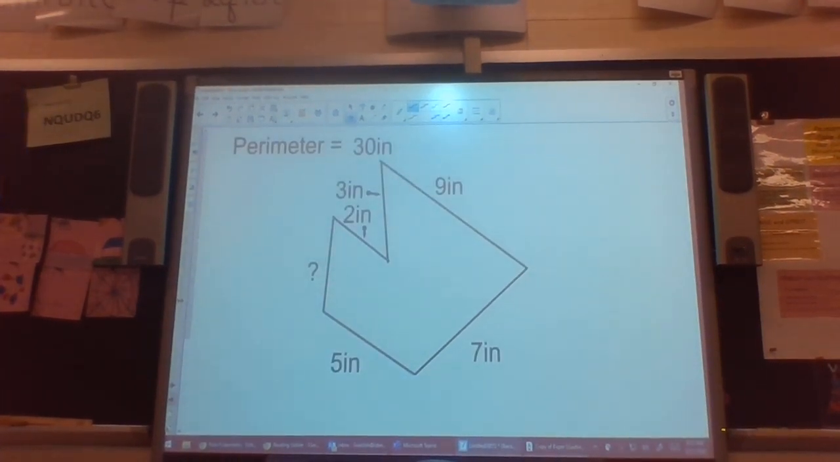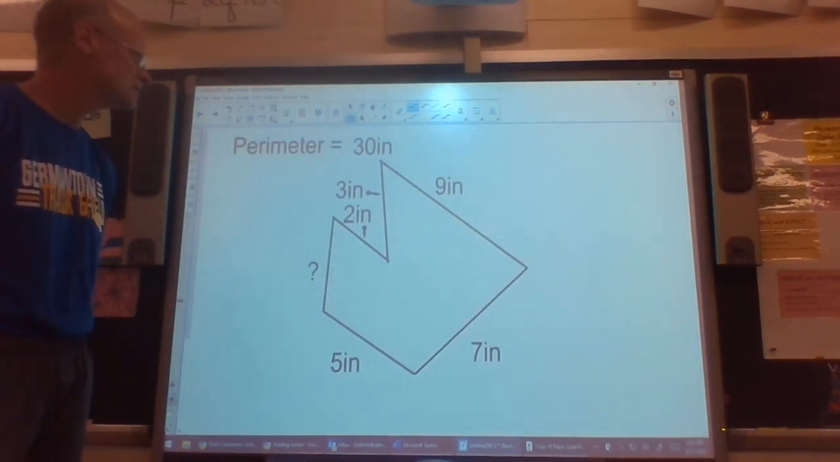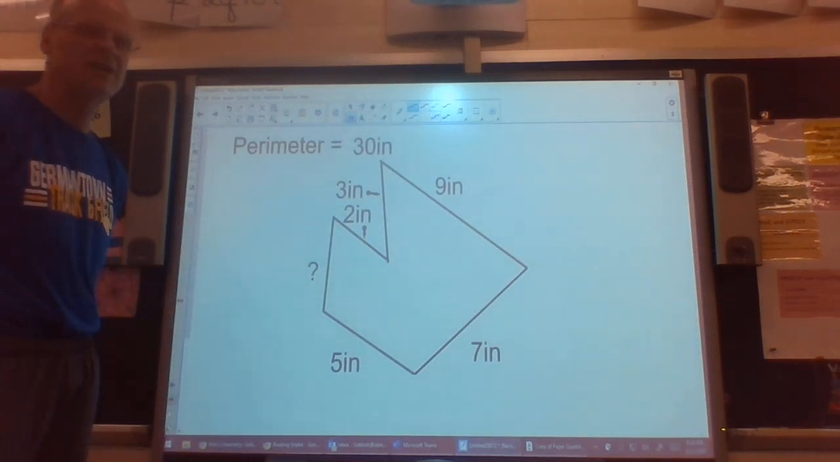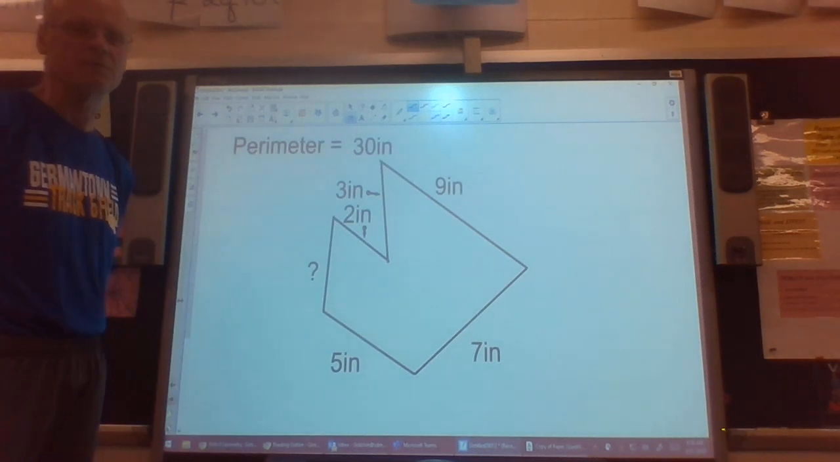Okay, on this problem, I told you what the perimeter is. The perimeter is 30 inches. And I gave you all the sides except for one. So this time I have to try to figure out what my missing side is, not what my perimeter is.